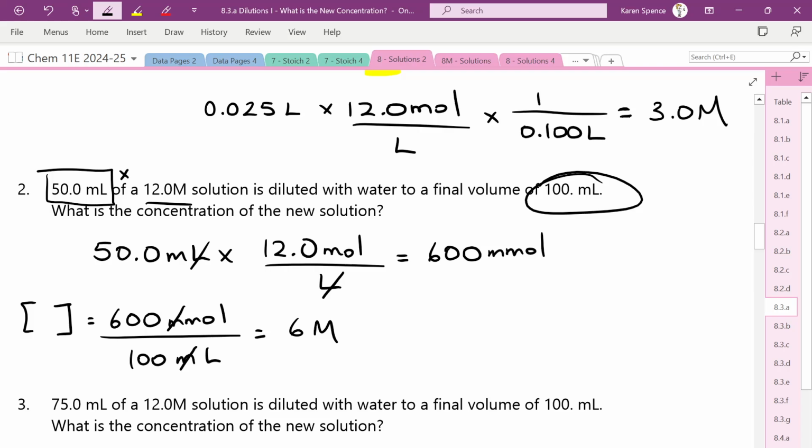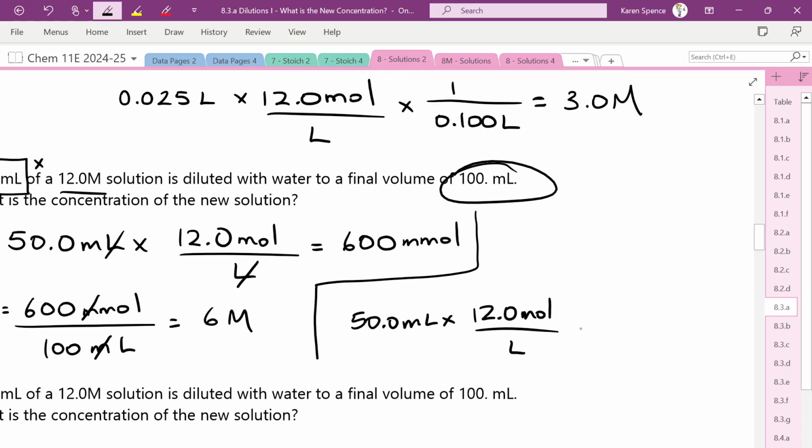You could, if you wanted to, do it all in one line. You could say I have 50 milliliters times 12 moles per liter times 1 over 100 milliliters. And if you see, your milliliters cancel out and all you're left with is moles per liter. So it's kind of a combination of this stuff over here and this one up here. And that is maybe one of the fastest ways to do it.